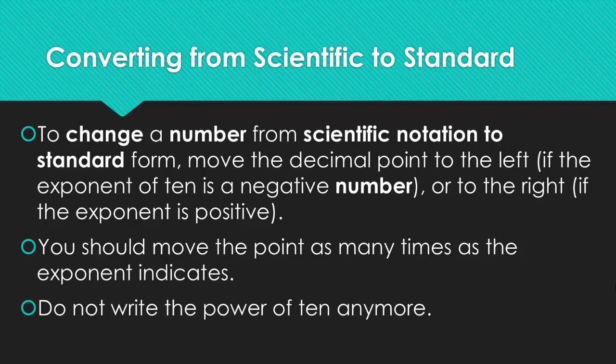When we're converting from scientific notation to standard, it's pretty easy. To change a number from scientific notation to standard form, you move the decimal point to the left if the exponent of 10 is a negative number, or to the right if the exponent is positive. You should move the point as many times as the exponent indicates. Do not write the power of 10 anymore. Remember, large numbers are going to have a positive exponent. Negative exponents are going to be very small numbers.